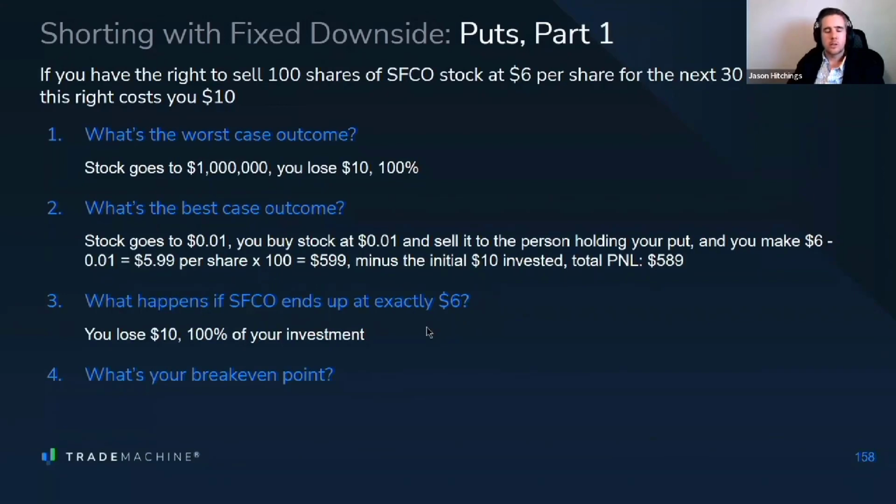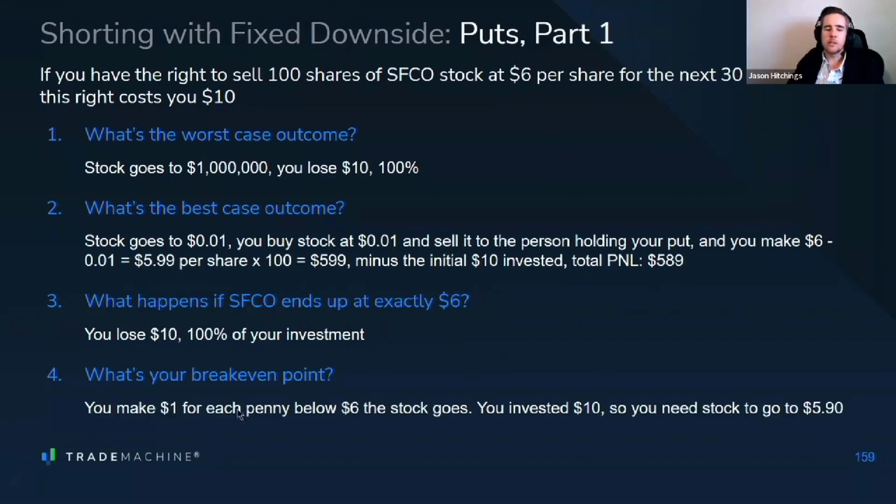You still lose everything, because it doesn't have any value at that point. And what's your break-even point? Well, every time this thing goes down a penny, you make $1 because you're controlling 100 shares. And so you need it to go 10 pennies below $6 in order to break even on your position.